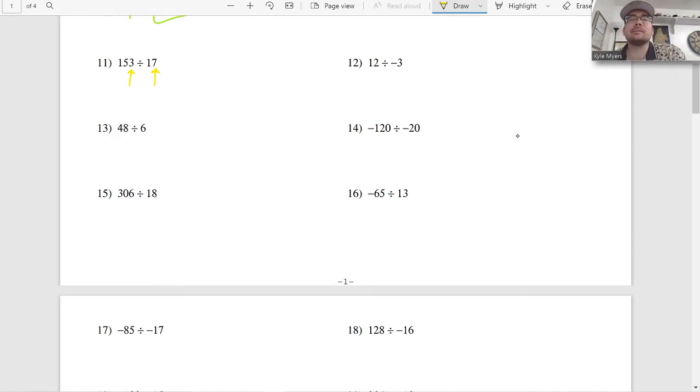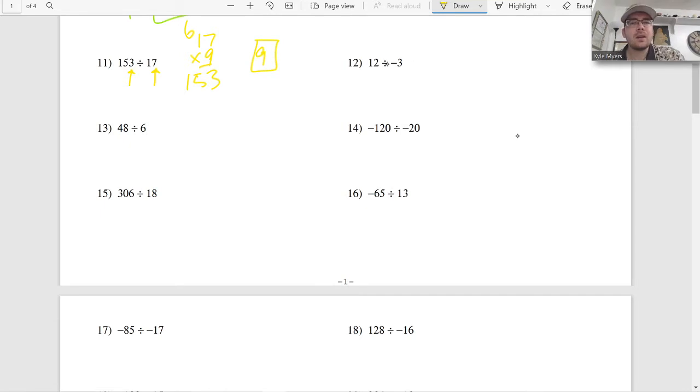So, let's see. 7 and 7 would be 49. 7 and 8, 56. 7 and 9 would be 63. So it looks like 9 is going to work. Let's try 9. 7 times 9 is 63. And 9 times 1 is 9, plus 6 is 15. Yeah, there we go. So it looks like the answer is 9 here.